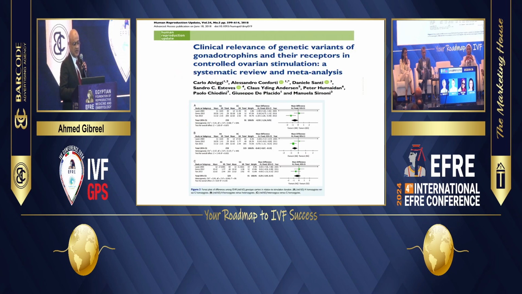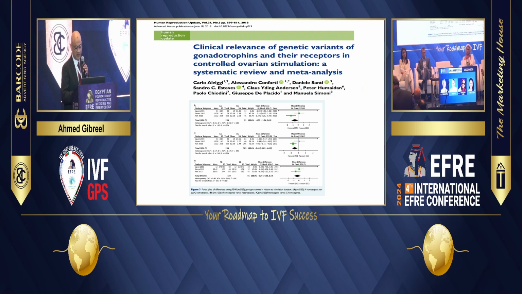This is a systematic review that asks the question of whether the gonadotropin receptor type, and some sort of receptor polymorphism, would affect the duration of gonadotropins and the amount of oocytes we get, and it has shown clearly that yes.